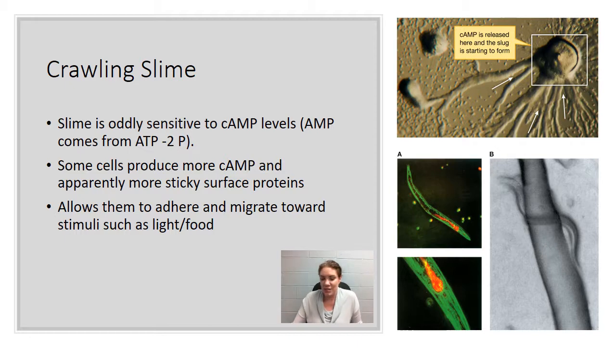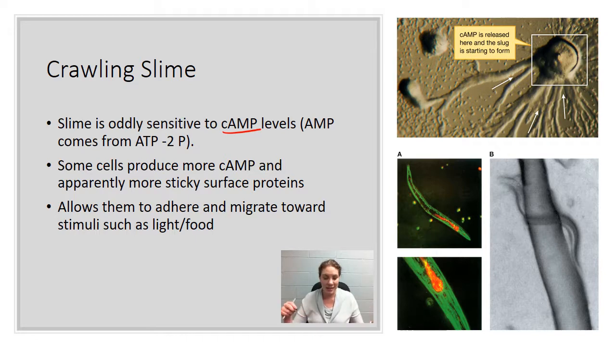Back to the slime issue though, we can actually observe this more easily in slime. And part of what causes the slime to start aggregating: I mentioned before that one of the things that triggers that is when it runs out of bacteria in its field, so it has nothing left to eat. As the food levels go down, the levels of this particular compound in the cells, cyclic AMP, start to go up, so they kind of go in reverse of each other.